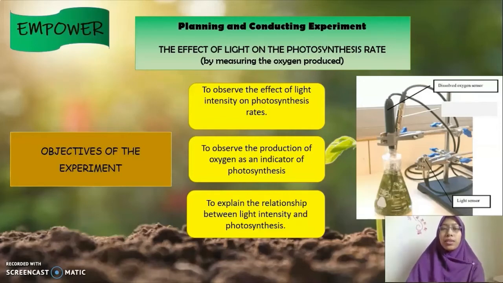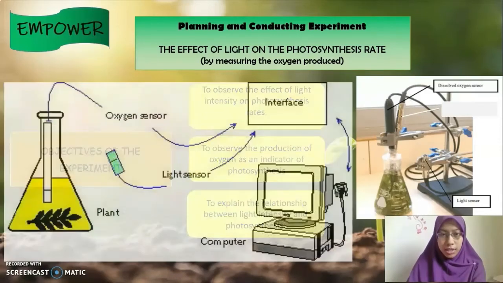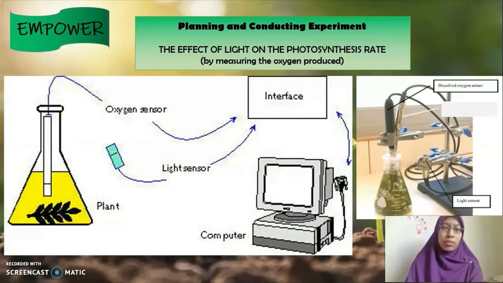In order to conduct the experiment, we have to set up the experiment by referring to the arrangement of the apparatus in this slide. In this experiment, we'll be going to use the oxygen sensor and the light sensor. The oxygen sensor is used to measure the oxygen that has been produced, and the light sensor is used to detect the change in light intensity.